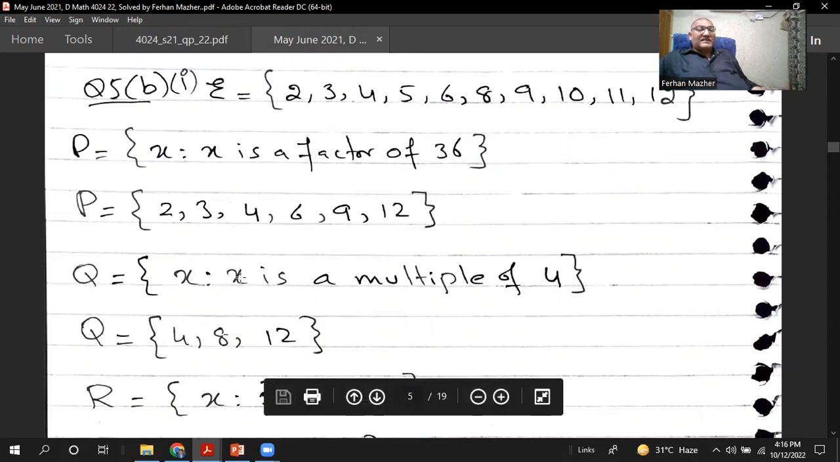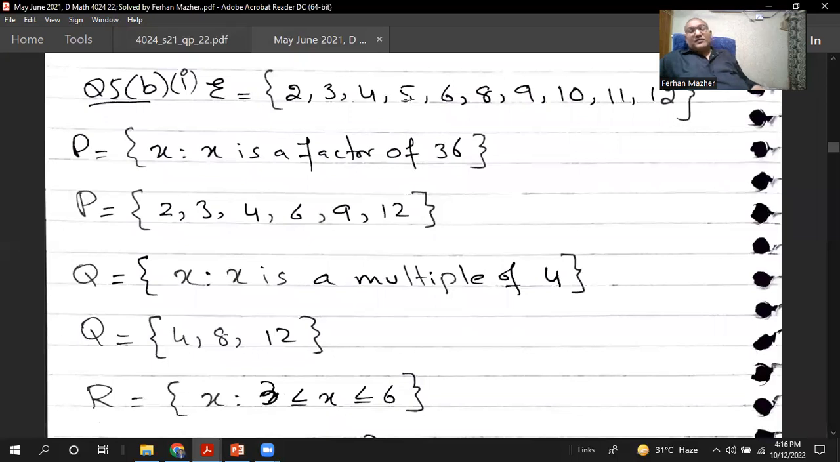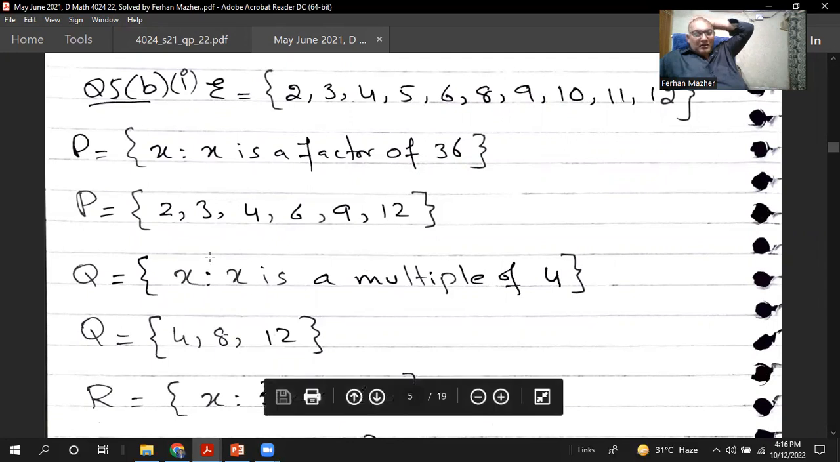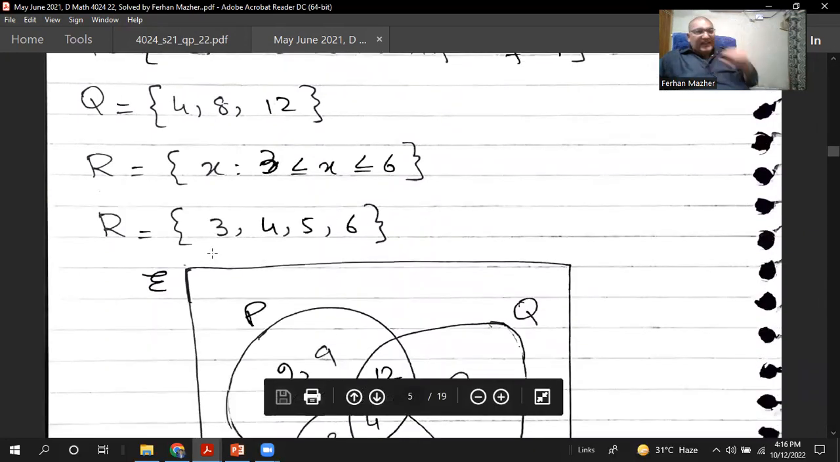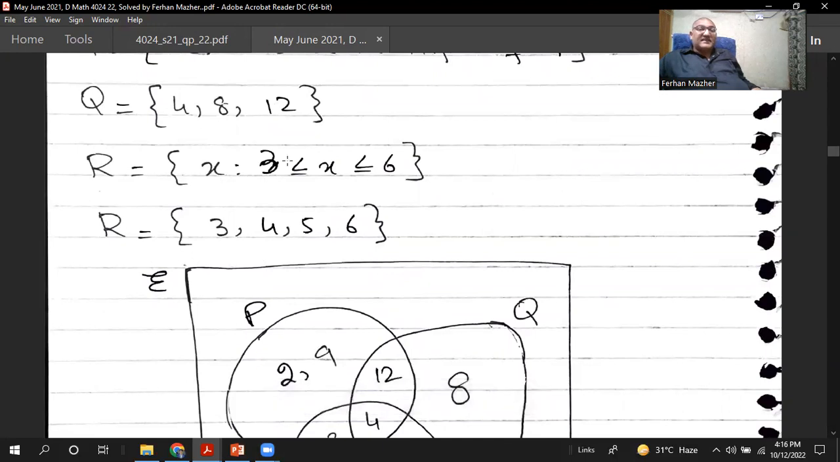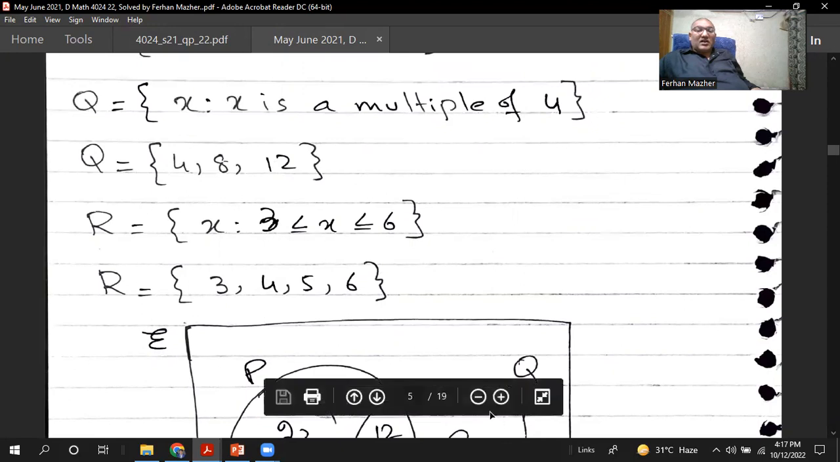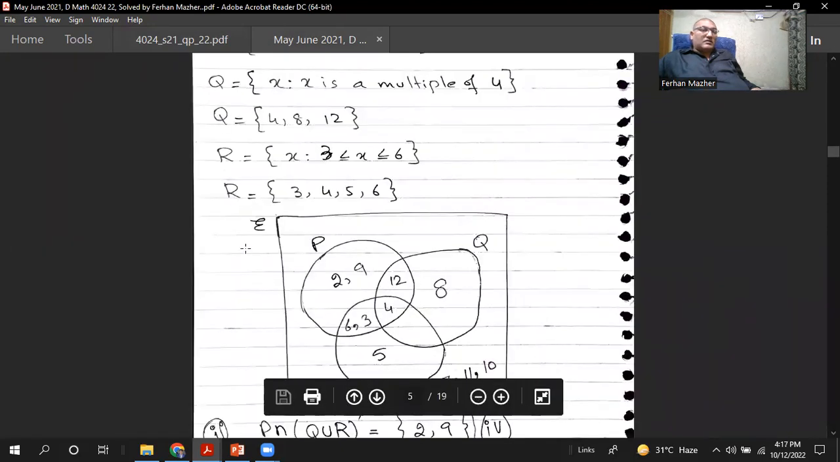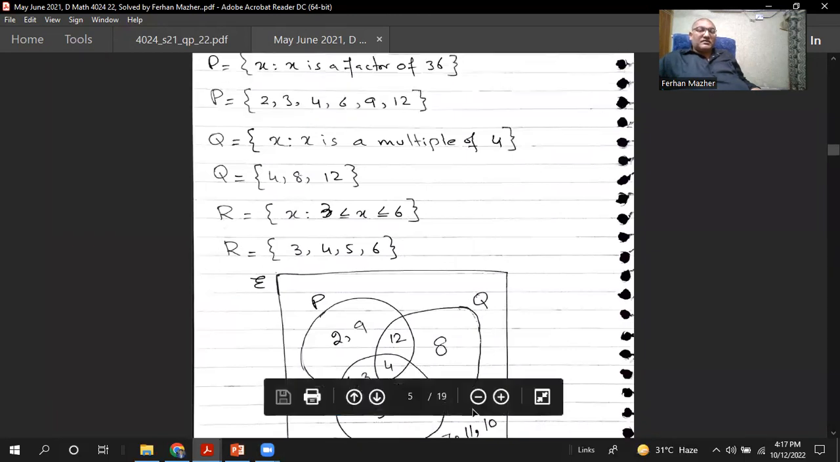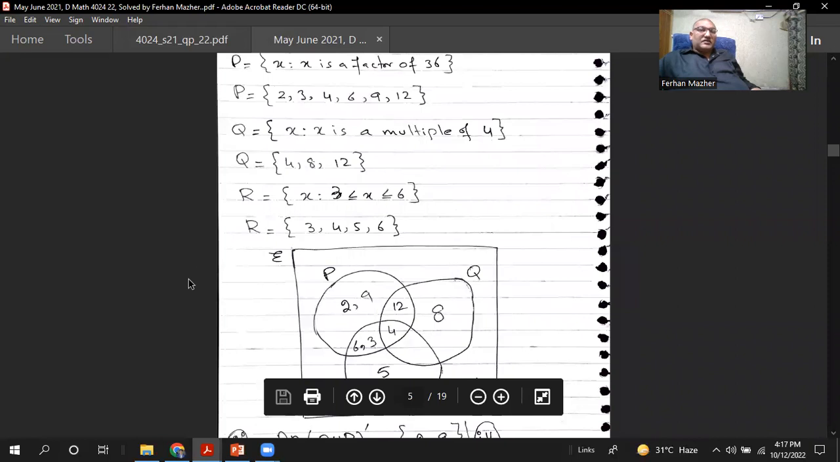Then it says Q is x such that x is a multiple of 4. So who are the multiples of 4 in this list? 4, 8, and 12. And then he says R is x such that x is equal to or greater than 3 and equal to or less than 6. So it will be 3, 4, 5, 6. Okay. Now they want us to represent this information on a Venn diagram.